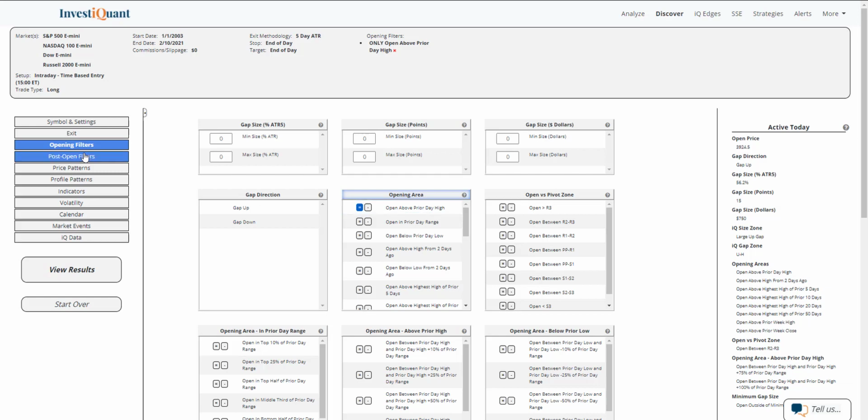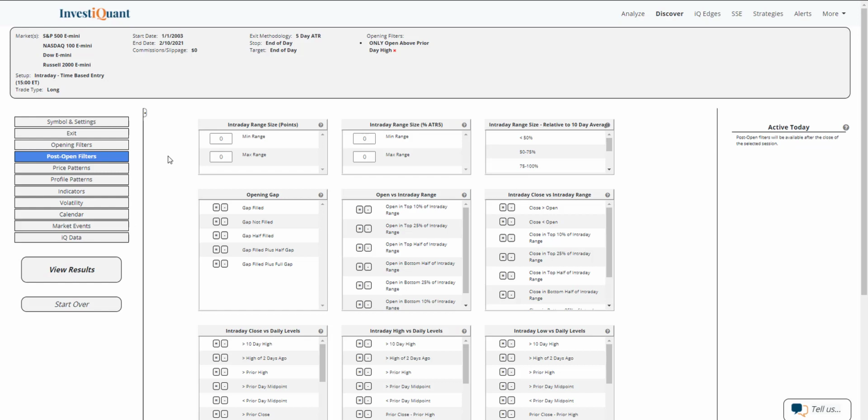Next, I'm going to go into the post-open filters and create the outside day pattern. Since we opened above the prior day high, I don't need to put that it has a higher high. All I need to do is say that the low is below the prior day low. So I can come into the intraday low versus daily levels section and scroll down to where it says less than the prior day low. That means the intraday low as of 3 p.m., since that's the entry time, is below the prior day low. Let me hit equals next to it, and that will add it to the test.